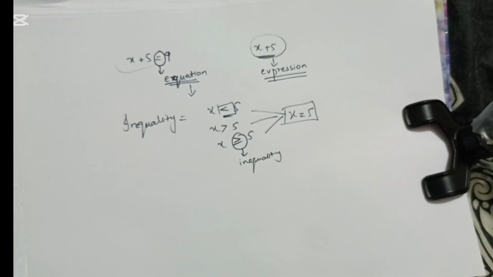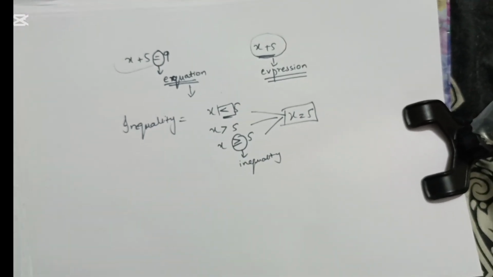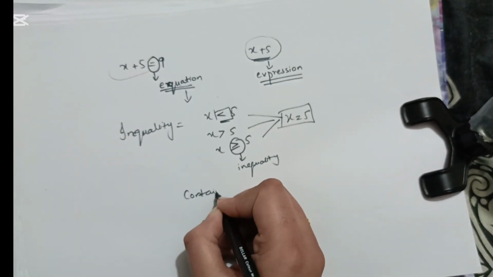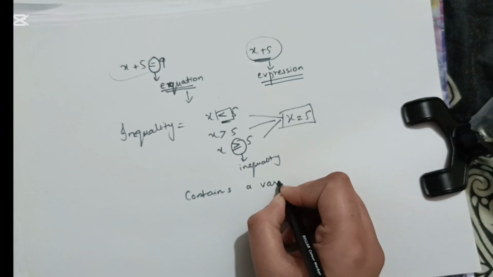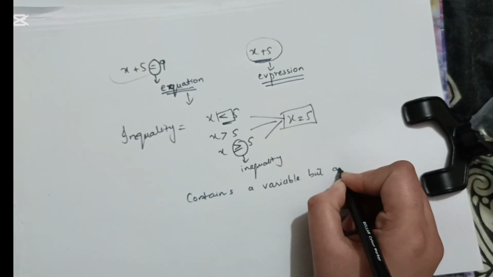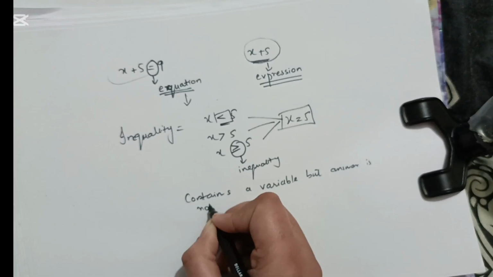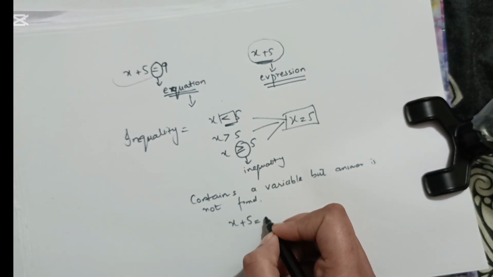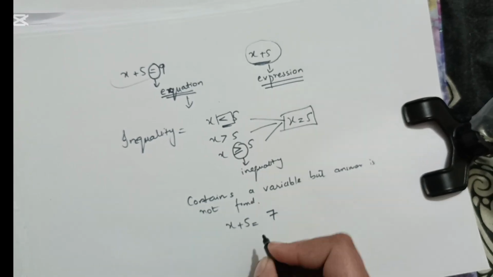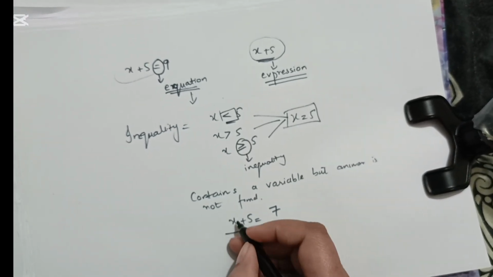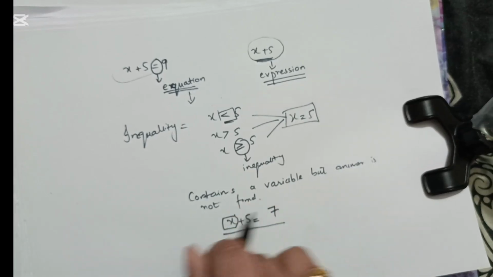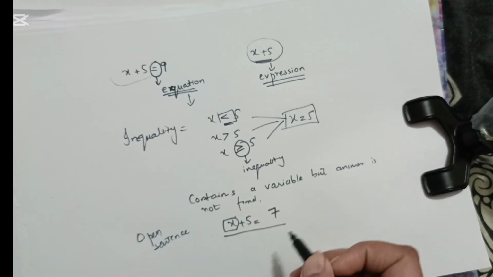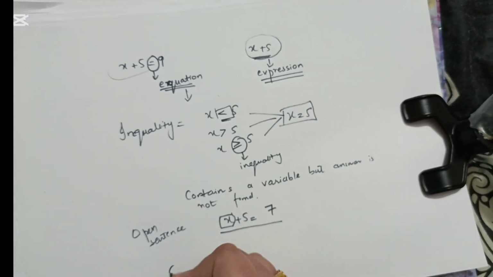Okay, now what is an open sentence? An open sentence contains a variable but the answer is not found. For example, I have written x plus 5 equals 7. Here the answer of the variable is not found. You are just given the open sentence from which you can find the answer, but the answer is not found yet.